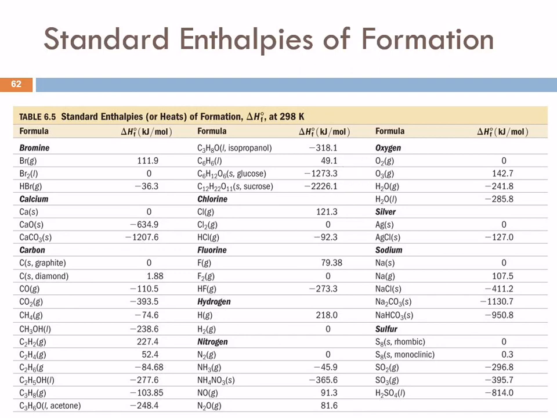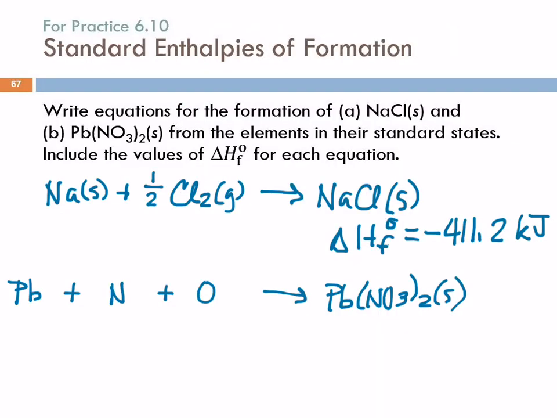If you go to the larger table and look up lead, it'll be a solid. Just think about it. What's the state of lead at room temperature? Is it a solid, a liquid, or a gas? It's a solid. And is it a diatomic element? No, it's a metal. So that's going to be S. This is going to be N2 in the gas state, and this is going to be O2 in the gas state. State symbols are important here.